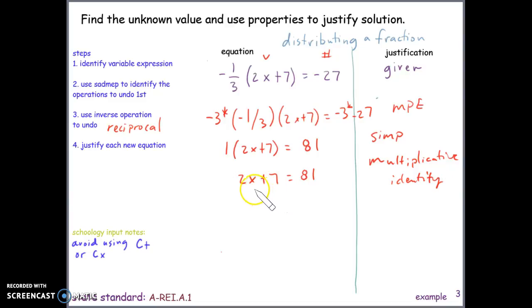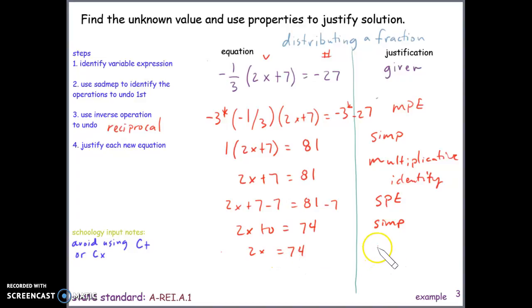And now we can get rid of the 7 because it is being added, and we get rid of addition first. So we're going to subtract 7 to both sides since it's the inverse of addition. So we have 7, and we're going to write it behind because we want them to be right next to each other. This is subtraction property of equality, and we can go ahead and simplify. Now we have 2x plus 0 equals 74. And we know that this is the same thing as 2x equals 74 because of the additive identity.